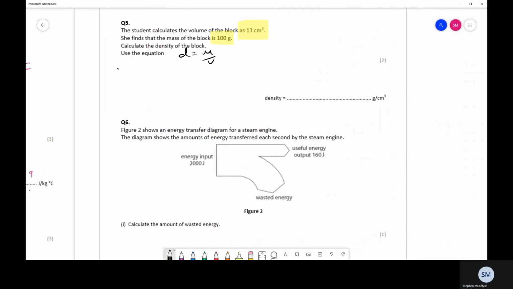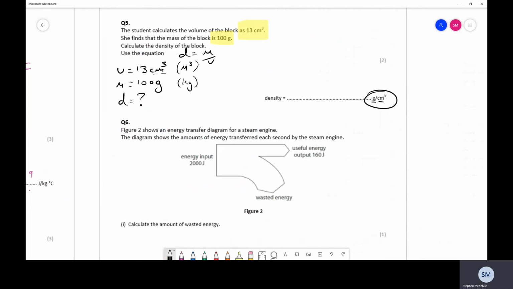The volume of the block is 13 centimeters cubed. The mass of the block is 100 grams. Now, centimeters cubed? No. The base unit for that will be meters cubed, and the base unit for this will be kilograms. So I've got to convert, don't I? Look over here. It's asking me for the units to be in grams and centimeters cubed, so I can keep those numbers the way that they are.